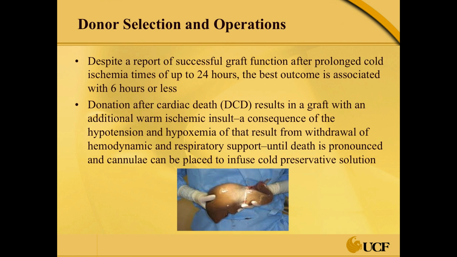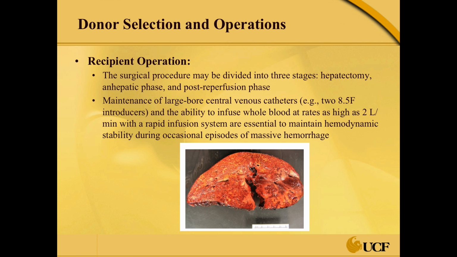But this warm ischemic insult that occurs from cardiac death can really cause tissue damage and other problems that we want to avoid. So these patients, when they are pronounced dead, are going to be continued on respiratory support and hemodynamic support if we can, and basically we put in a cannula and keep that liver as cold as we can before we go ahead and use it as a graft.